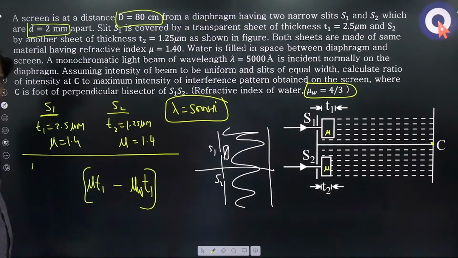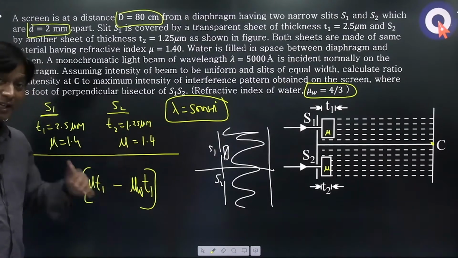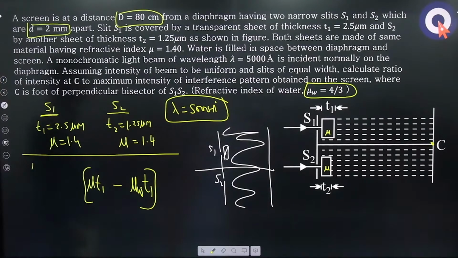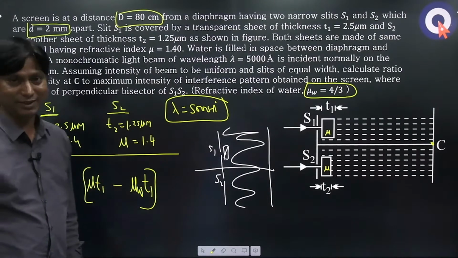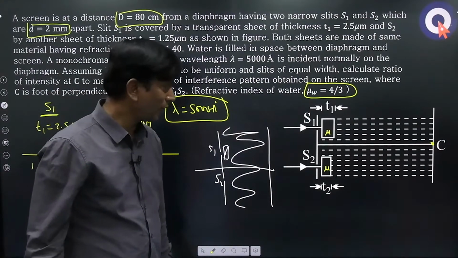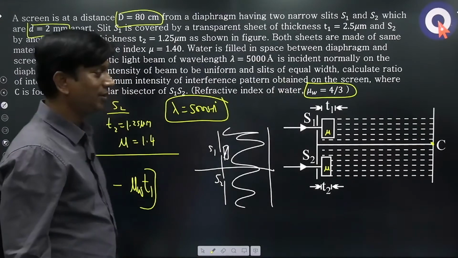So equivalent how much distance will it travel in air? Nu T1. Okay. Equivalent how much: if the slab was not there, it would have traveled in water of T1. That is equivalent to how much in air? Nu of water into T1. That is why you will get this path difference. Okay. So overall, because of all this, how much longer is it?